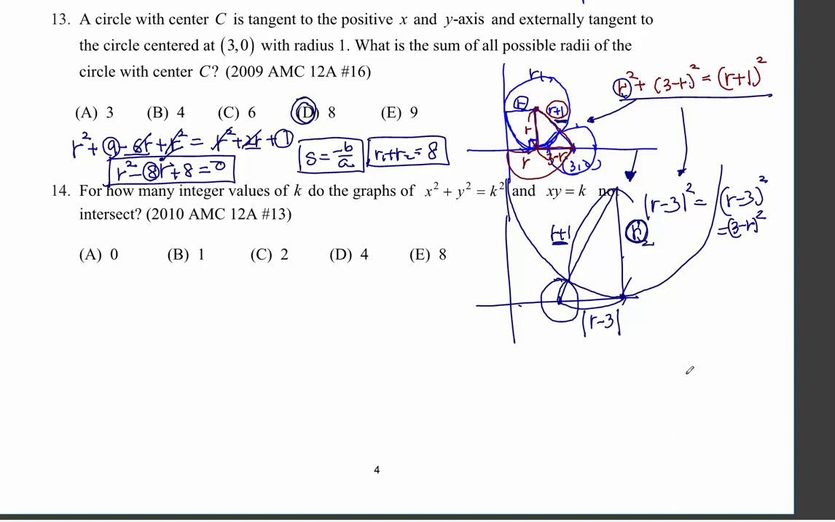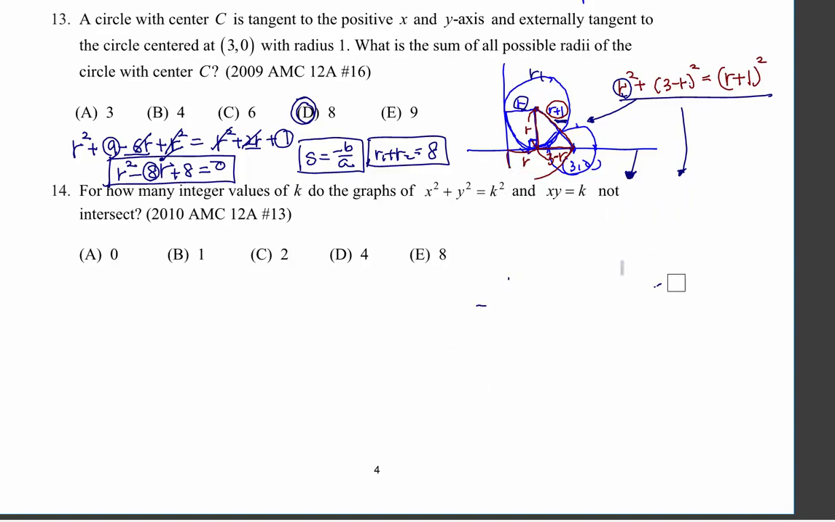How many integer values of k does what? Okay, I'm going to delete this one, okay? This is recording, but I don't know where is the button. What if I lost the recording? X squared plus y squared equals k squared is what? Circle, right? K is positive, this way.